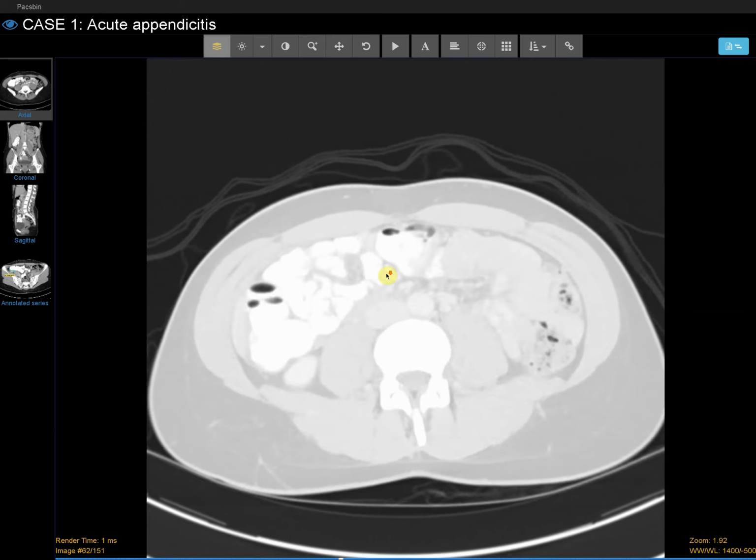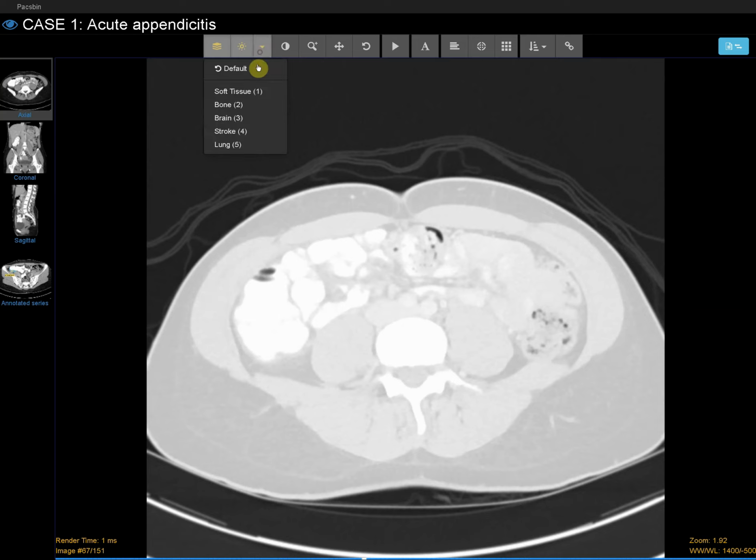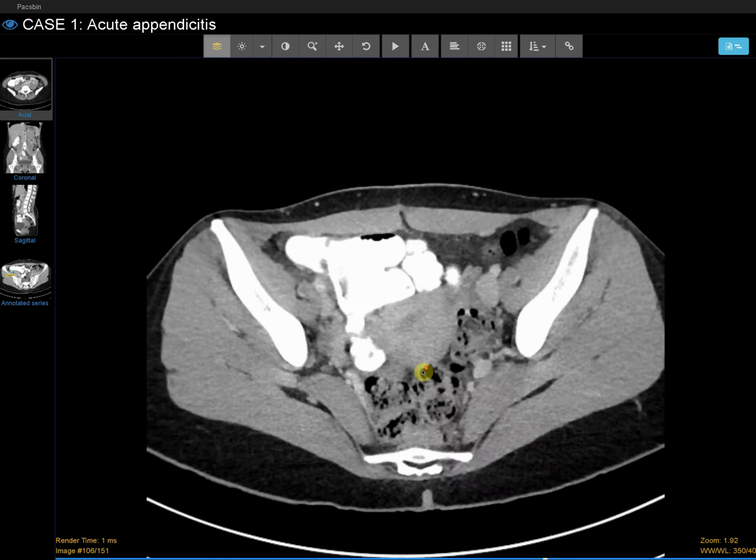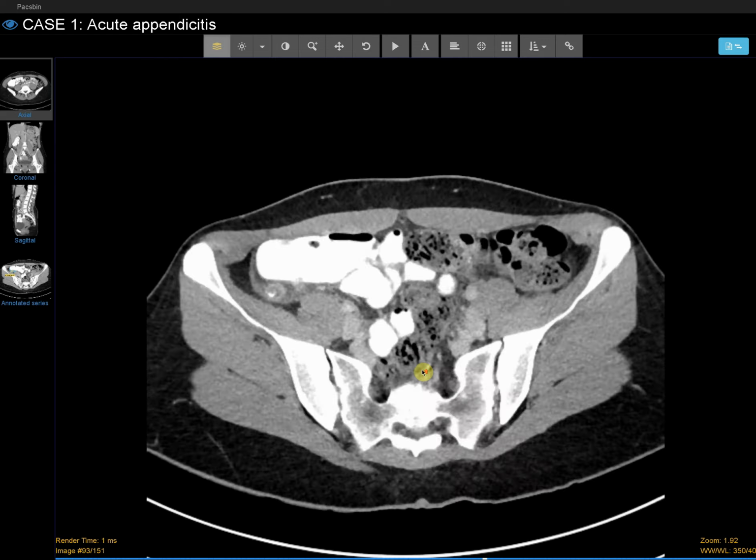So in this case, there's acute appendicitis. I don't see a periappendiceal abscess. I see some free fluid in the pelvis, which is most likely reactive ascites, and I didn't see free air. So that's the summary.